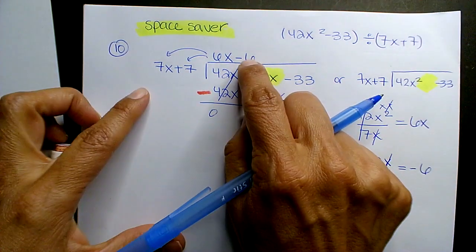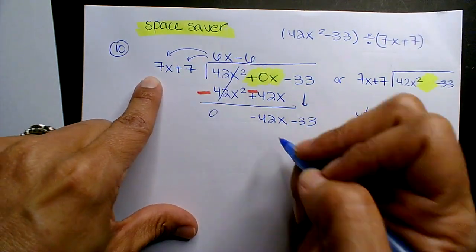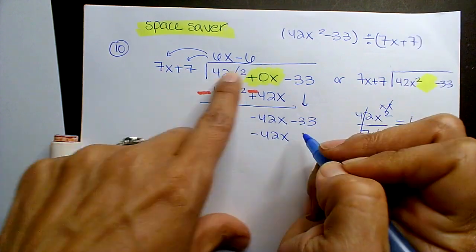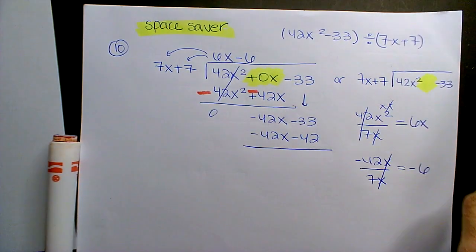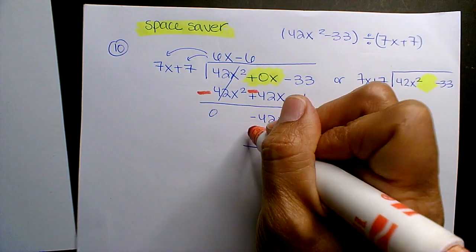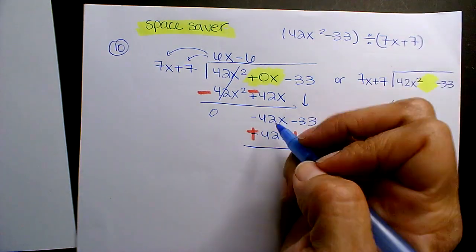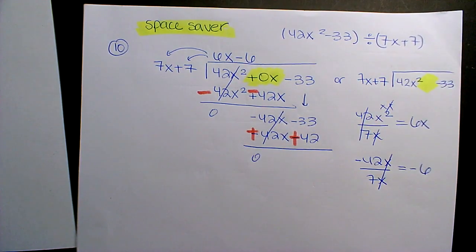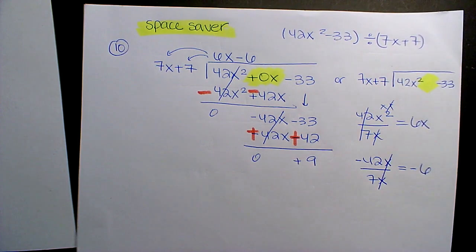Okay, so now you're going to multiply. Negative 6 times 7 is negative 42. Negative 6 times positive 7 is minus 42. But now you come in with the subtraction. So this is positive. And so here are my opposites. And 9 plus 9? Yeah, okay. And there's your remainder.